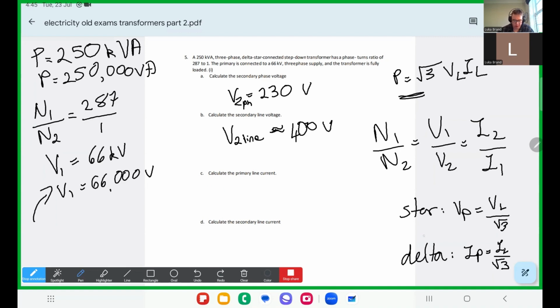Because if you look at the formula sheet, you'll see in the delta section, V phase equals V line. So that means that I can use this voltage as either a line or a phase. So I've got power equals square root 3 VL IL. Now I know that my power is 250,000.